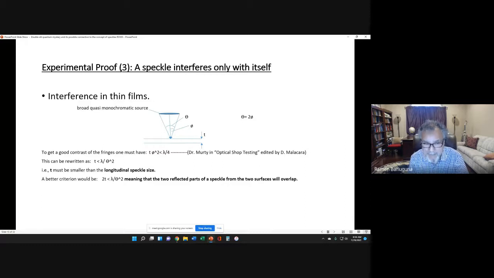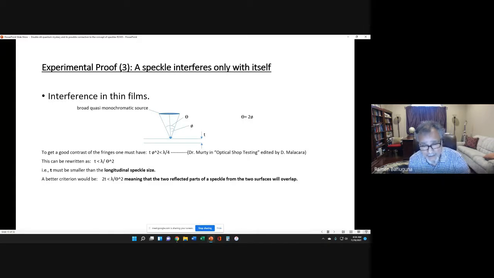This gives good contrast. When T is less than lambda over theta squared, it gives you good contrast. If it's more, then the contrast starts falling. So whenever you have an extended source and you're doing a thin film experiment and seeing the fringes, you have to have T less than lambda over theta squared. I would suggest a better criterion would be 2T, twice T, because that would be the path difference. So if 2T is less than lambda over theta squared, then you will get really good contrast. And this experiment can be done very easily also.